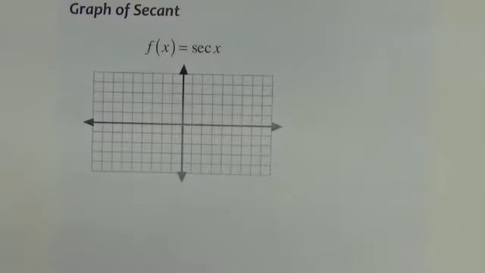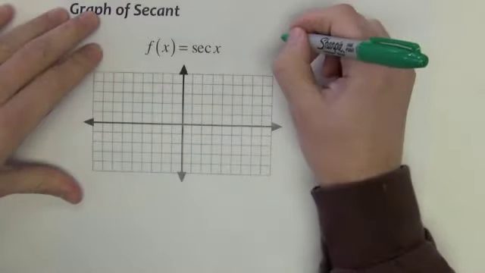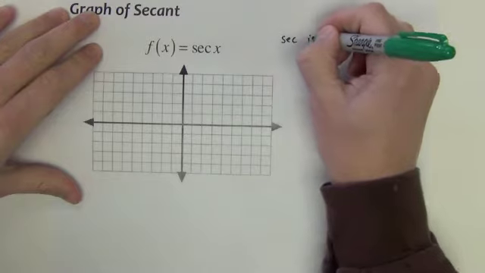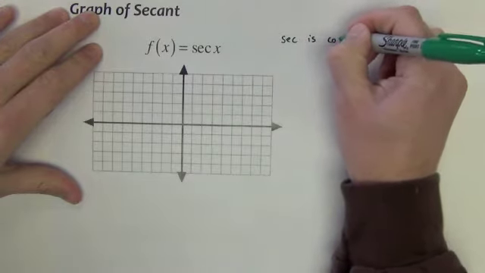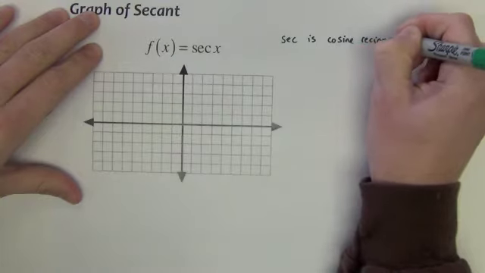Okay, now let's look at a graph of secant. Secant and cosecant will be the same way. We're going to use our knowledge of sine and cosine graphs to do secant and cosecant. Secant is cosine's reciprocal.